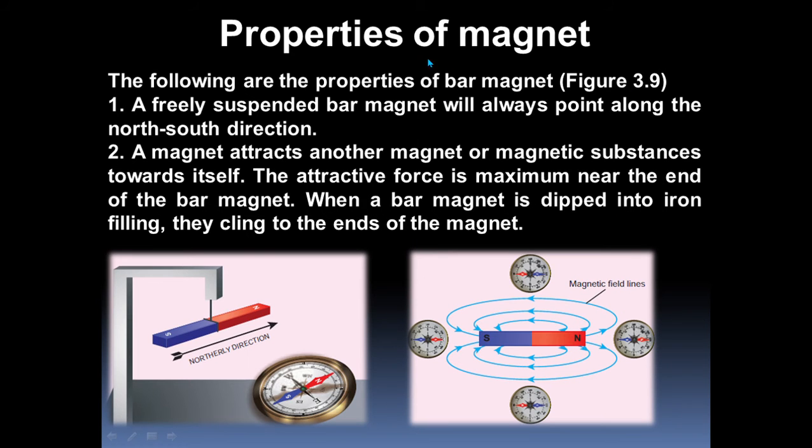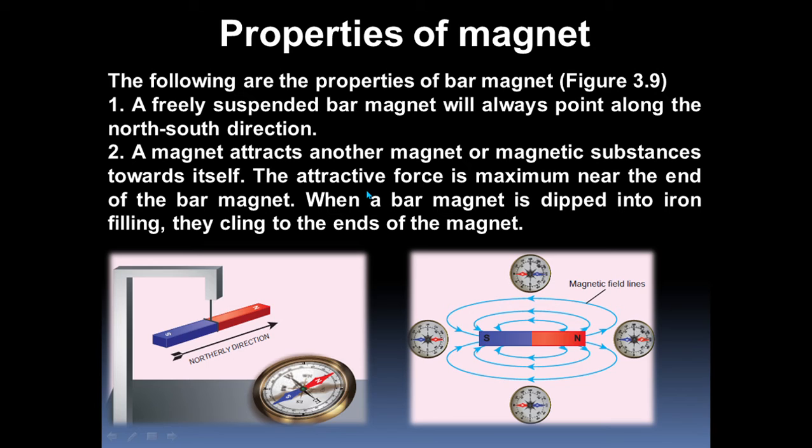The next topic, properties of magnet. This is a very, very important 3-mark topic. First point: a freely suspended bar magnet will always point along the north and south direction. Suspended means hung freely. A bar magnet suspended, hung freely, will always point along the north and the south direction. That is the first point.